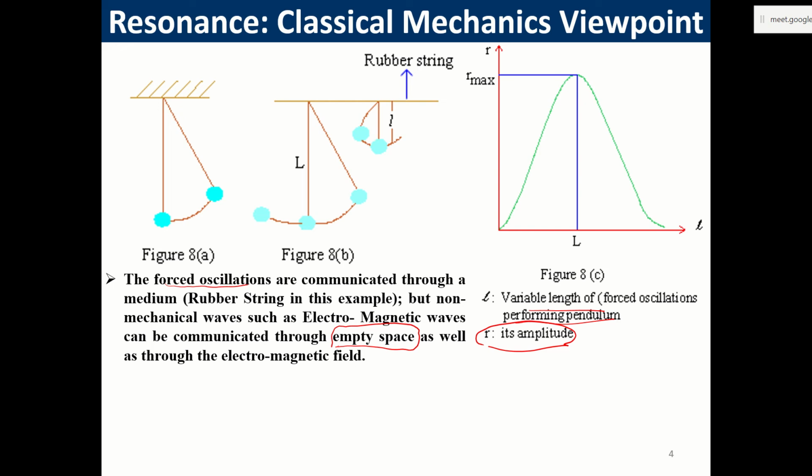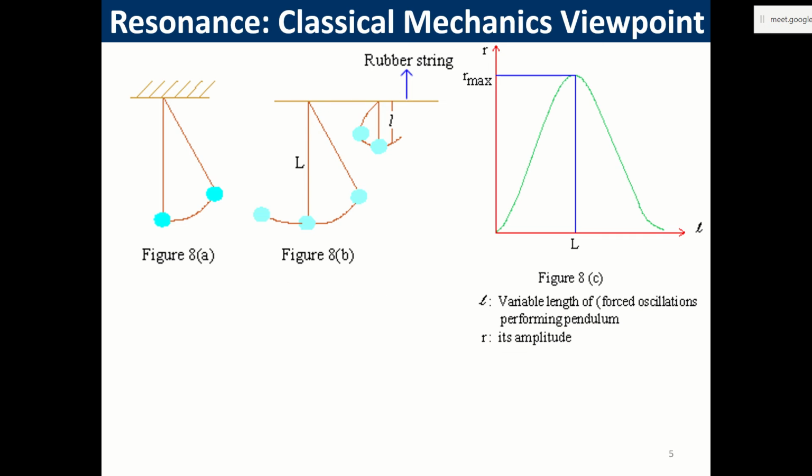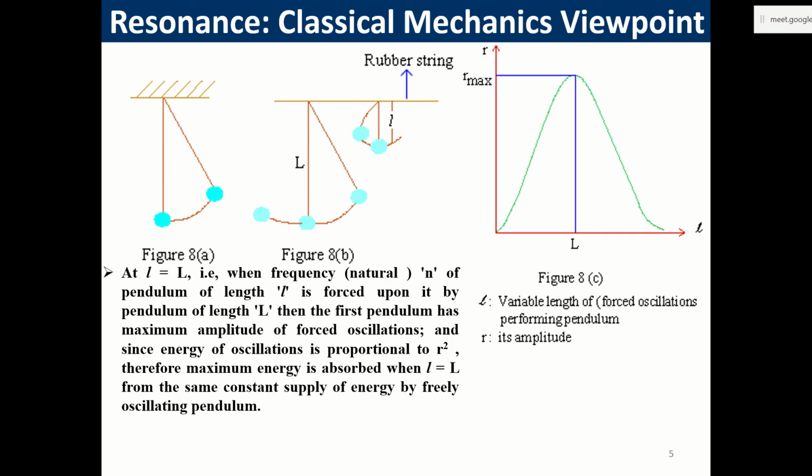Such things can happen, and we have found this point: I have told you the maximum amplitude, the second pendulum oscillates with maximum amplitude when its length is made equal. So you can find the energy and other things. The energy transferred, if you calculate, is proportional to the displacement, so r square and all that.